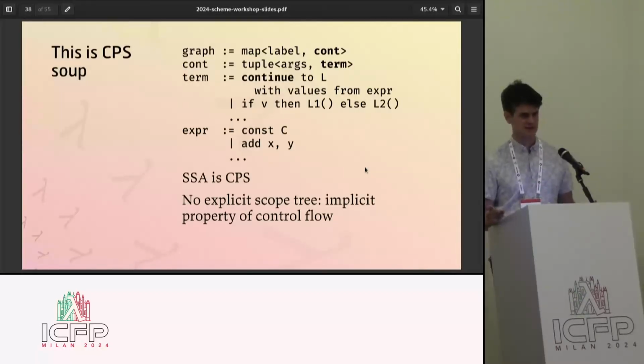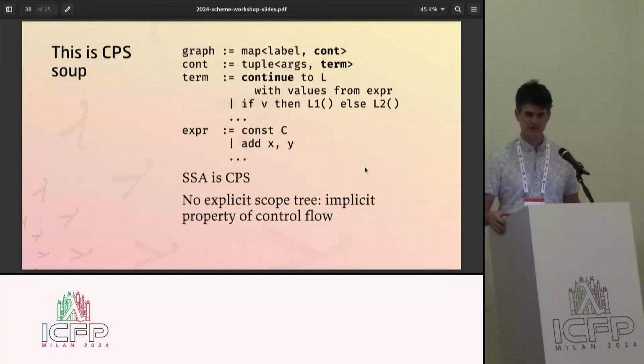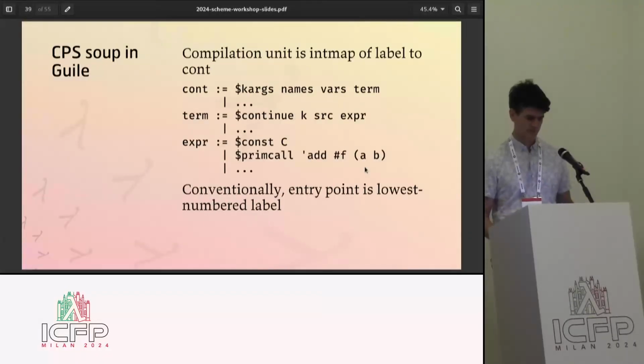So when people say SSA is CPS or CPS is SSA, this is precisely what they mean. They are mutually expressible in this way, for first order CPS. And the only difference is that in this representation of programs, compared to classic CPS, there's no explicit scope tree. When you go to ask what's in scope at this term or at this cont, then you have to do a flow problem. You can't just look up in the bindings, as you will.